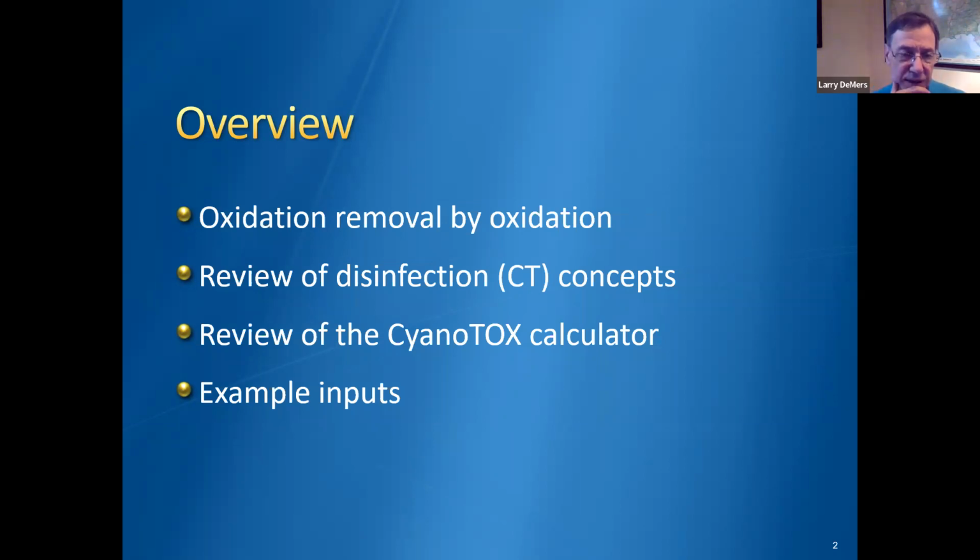I'm going to spend more time reviewing an Excel spreadsheet that can be used to determine how effective your oxidation process is for removing cyanotoxins, or it can be used to come up with how much contact time and oxidant residual you need to address a specific HAB event. And I'll show a couple of the screenshots from the spreadsheet. And you'll get some hands-on experience using it in the workshop.